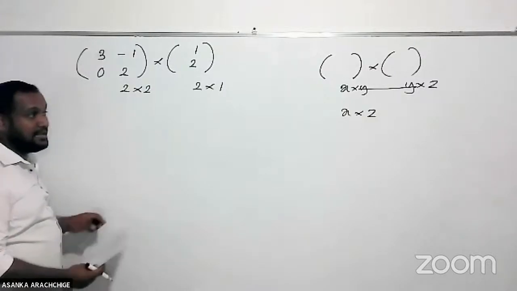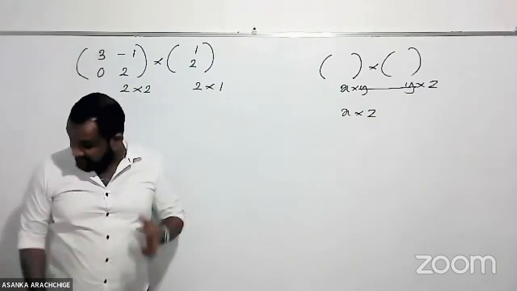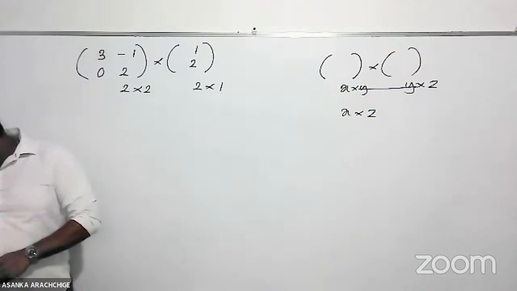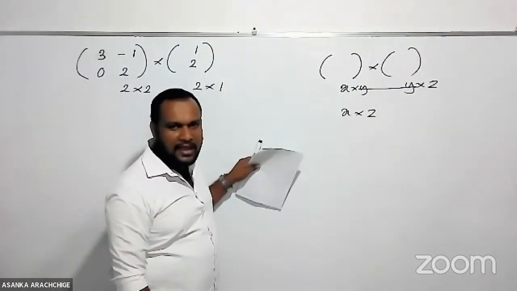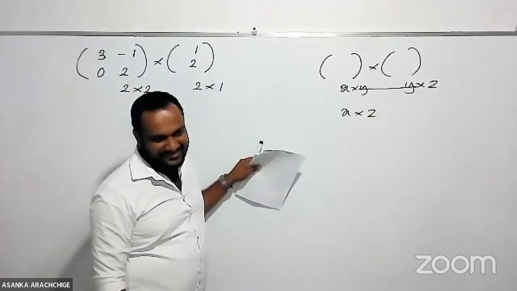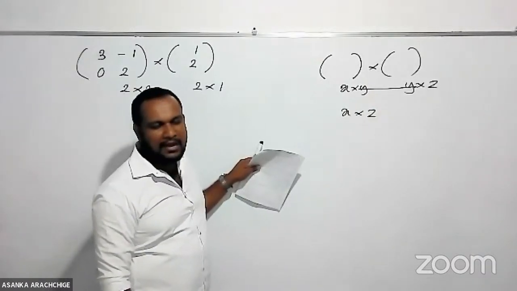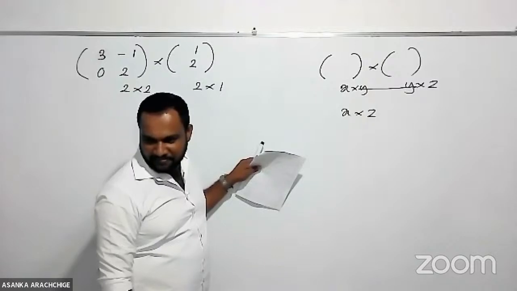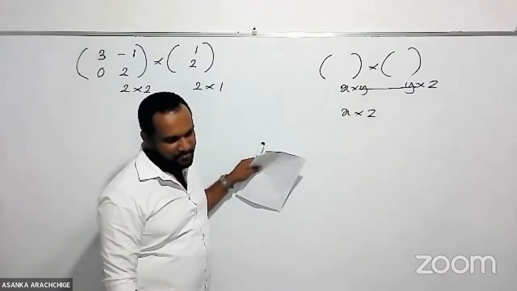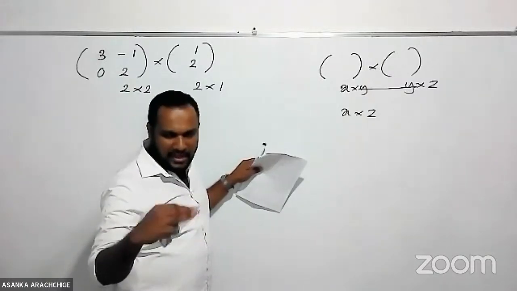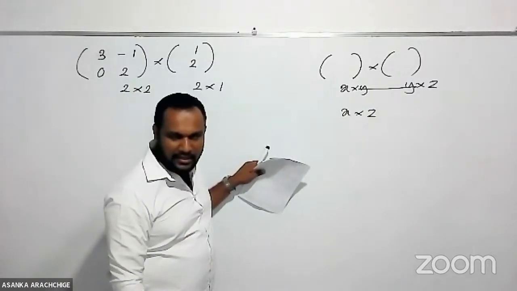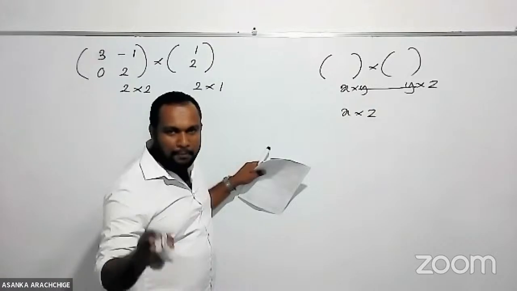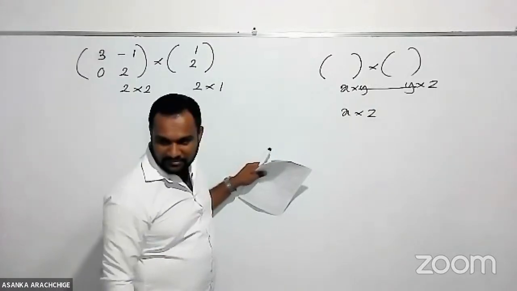Then, right? It happens like a dog pees at a wall. Right? Multiplying a matrix by a matrix happens like a dog peeing at a wall.